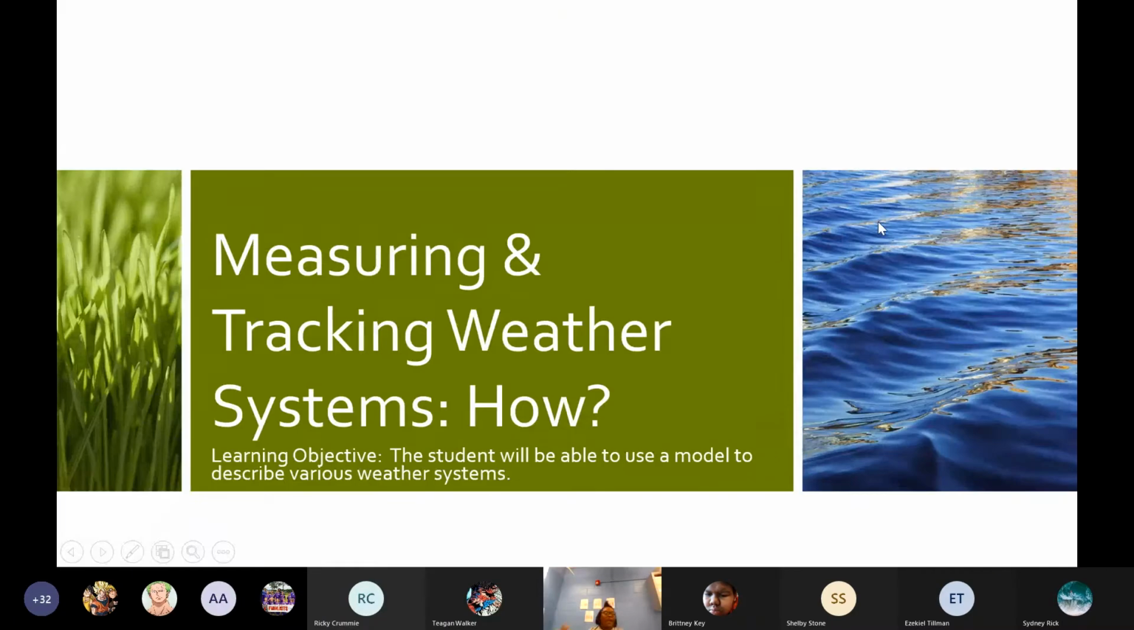So today we're going to be learning about measuring and tracking weather systems. Please write this in your notes. Measuring and tracking weather systems. Our learning objective today is for you to be able to use a model or a picture to describe various weather conditions.